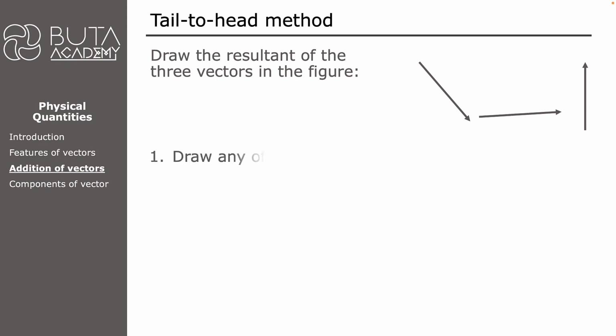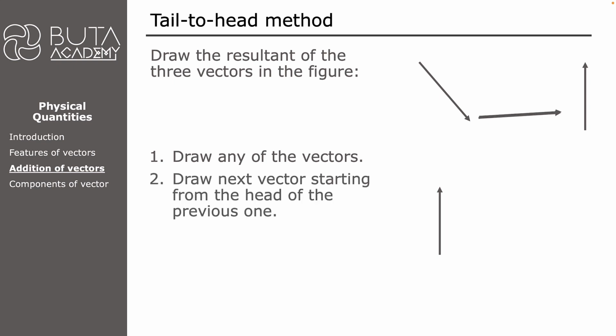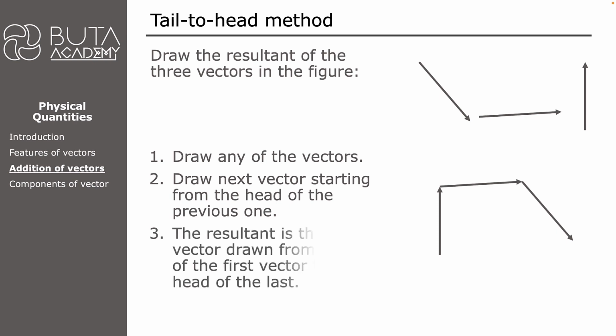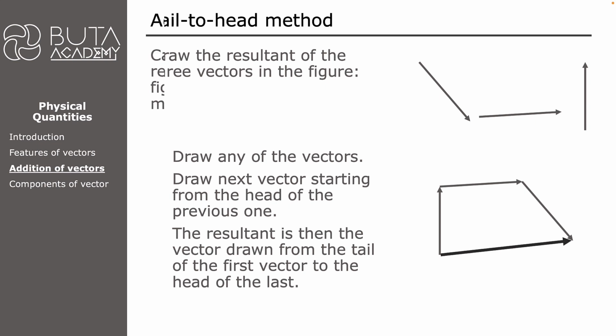For this specific example, we can start to solve the question by drawing the vector on the right. Then, starting from its head, we draw the second vector. Afterwards, we draw the last vector from the head of the second one. To summarize, we draw each vector from the head of the previous one. The resultant is the vector drawn from the tail of the first one to the head of the last one.